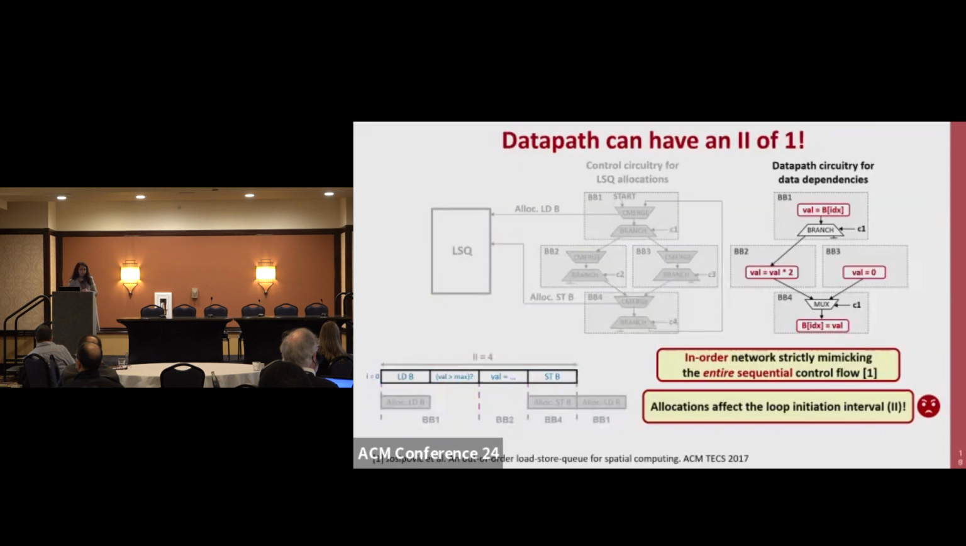And to see why this is the case, let's imagine hypothetically that someone gave us a guarantee that we have no memory hazards and we can get rid of the load store queue completely. So gray out the circuit and we have only the data path. Nothing in this data path prevents you from starting a new iteration immediately 1 cycle after the previous iteration. And so obviously the allocation network is the bottleneck here.